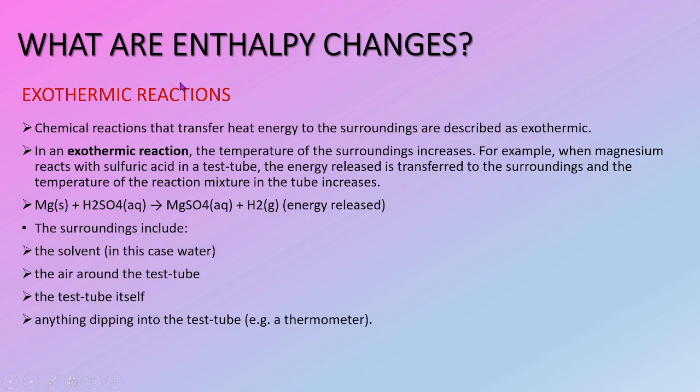But in this one, the first thing you need to understand is the exothermic reactions. Chemical reactions that transfer heat energy to the surroundings are described as exothermic reactions. And here I am giving a few examples. Magnesium, when reacted with sulfuric acid, forms magnesium sulfate and hydrogen, and energy is released. The surroundings include the solvent, the air around the test tube itself, anything dipping into the test tube.